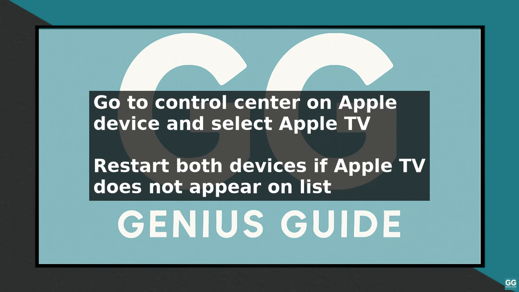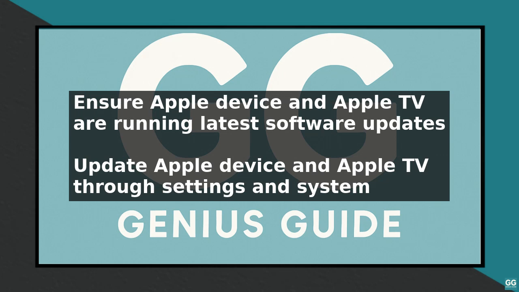It is also important to ensure that your Apple device and Apple TV are running the latest software, as outdated software can cause connectivity issues. To update your Apple device, go to the Settings, then select General, and click on Software Update. For your Apple TV, go to the Settings, then select System, and click on Software Updates.